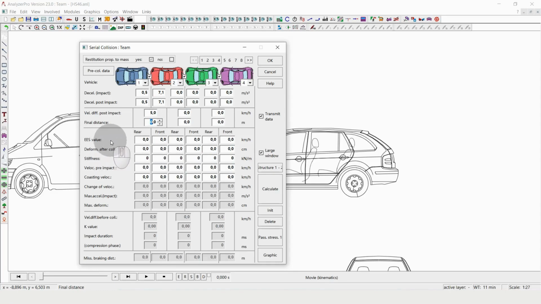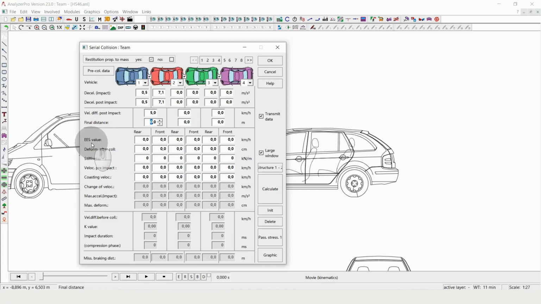then what we have here is 3 values: ES value, energy equivalent speed, deformation after collision, and stiffness. So these 3 types of values for 2 cars sum up in 6 values. From these 6 values, we need to put in 3. Yeah, and they must be distributed between the 2. So I can't put in just 3 of one car and the others not.